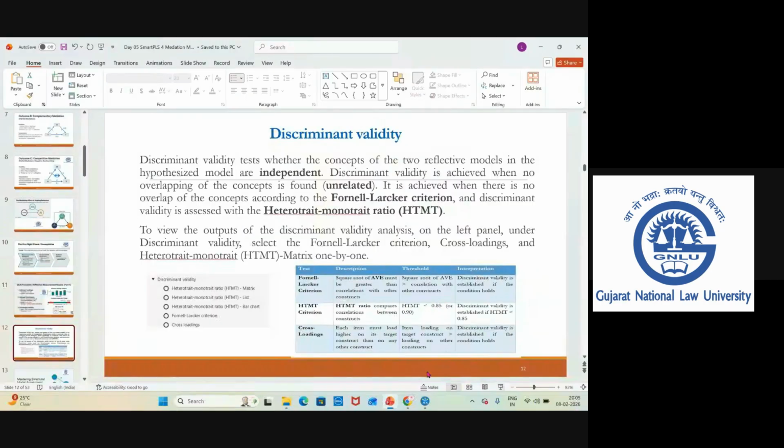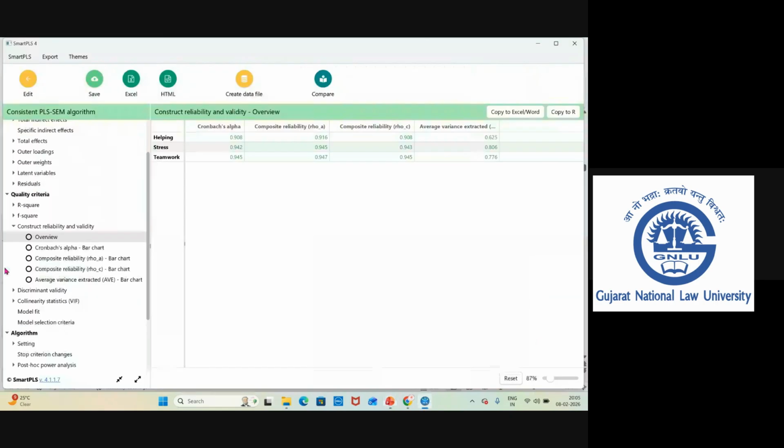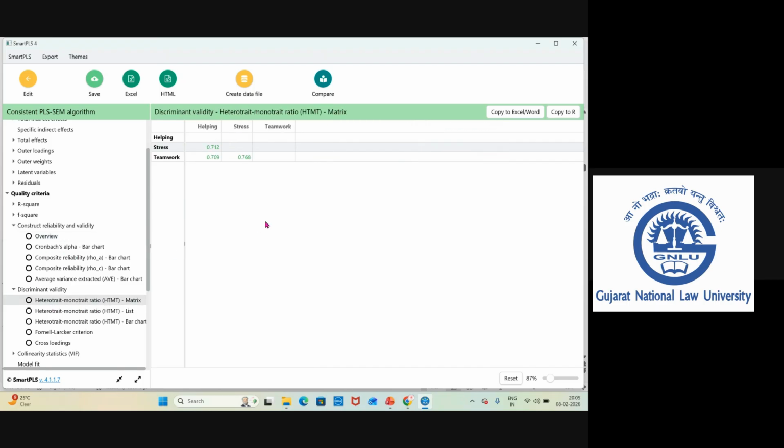Just open this. Come to the discriminant validity. In discriminant validity, we have first one HTMT values. Now, just look at the HTMT value.